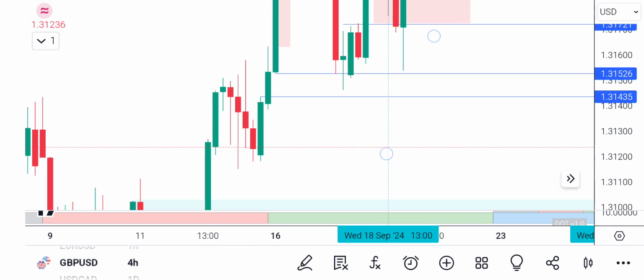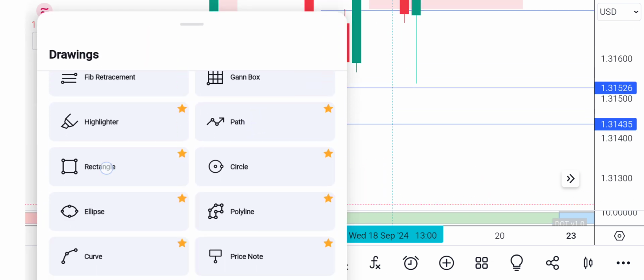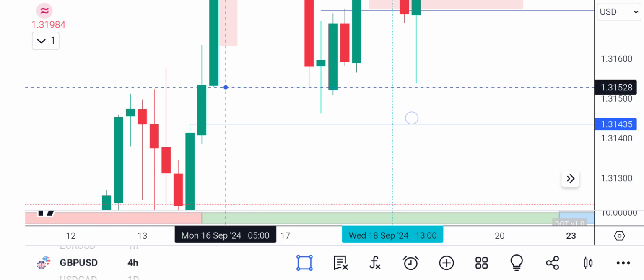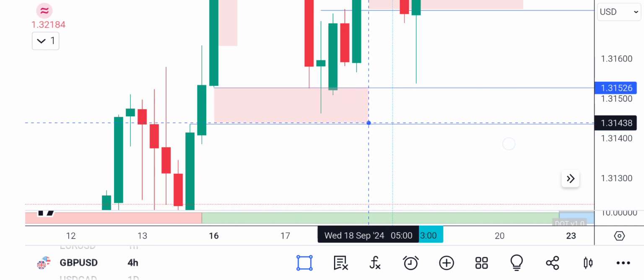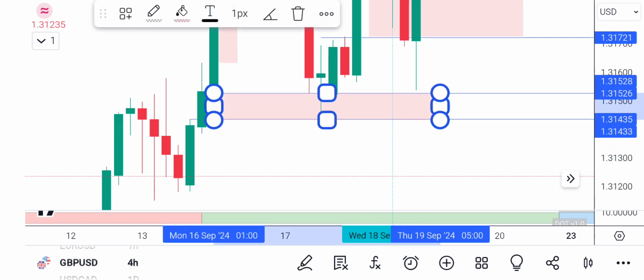See, fair value gaps are a very, very powerful institutional reference point. If you can only trade fair value gaps, you are going to make a lot of money in the foreign exchange market. This is a fair value gap here. This is a fair value gap. See how we traded into it, filled it up, and then pushed higher.